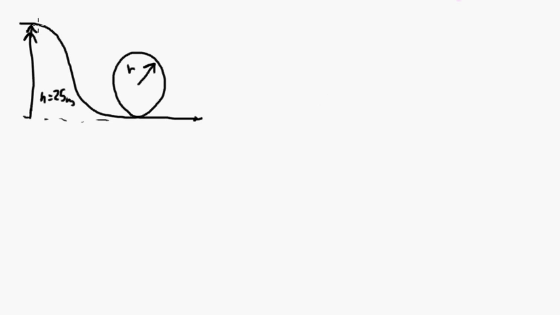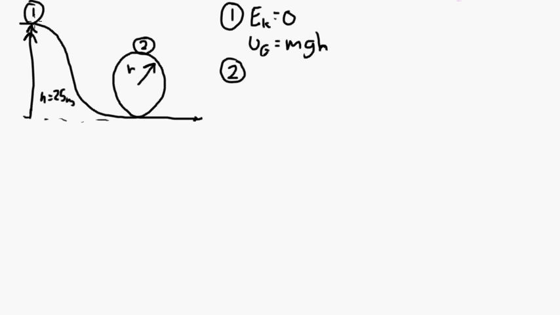Okay, so call this point 1 and then say this is 2. At point 1, the kinetic energy of the car is 0, of course, and the gravitational potential energy is going to be equal to the mass of the car times g times h, so it's mgh. At point 2, it goes a little bit down, its potential energy goes to 0, so we'll say this line here is U equals 0.